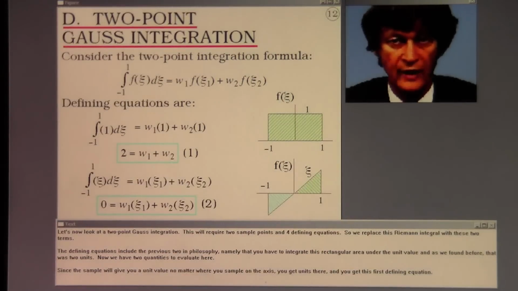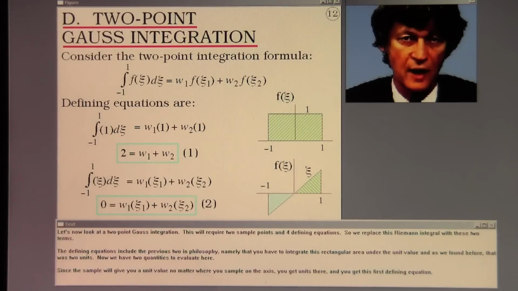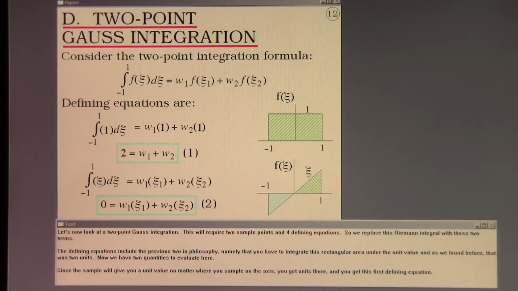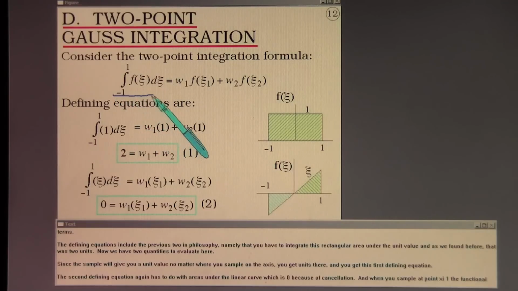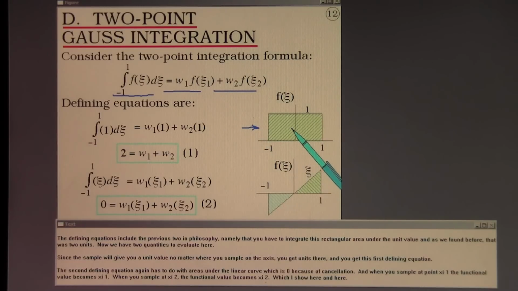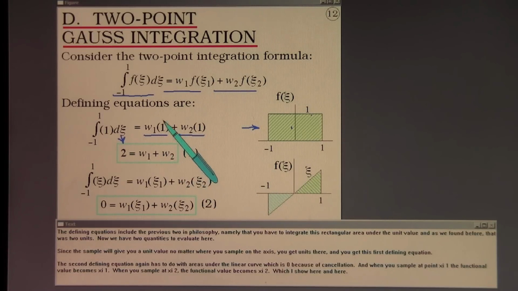Let's now look at a two-point Gauss integration. This will require 2 sample points and 4 defining equations. So we replace this Riemann integral with these 2 terms. The defining equations include the previous 2 in philosophy, namely that you have to integrate this rectangular area under the unit value. And as we found before, that was 2 units. Now we have 2 quantities to evaluate here. Since the sample will give you a unit value no matter where you sample on the axis, you get units there, and you get this first defining equation.